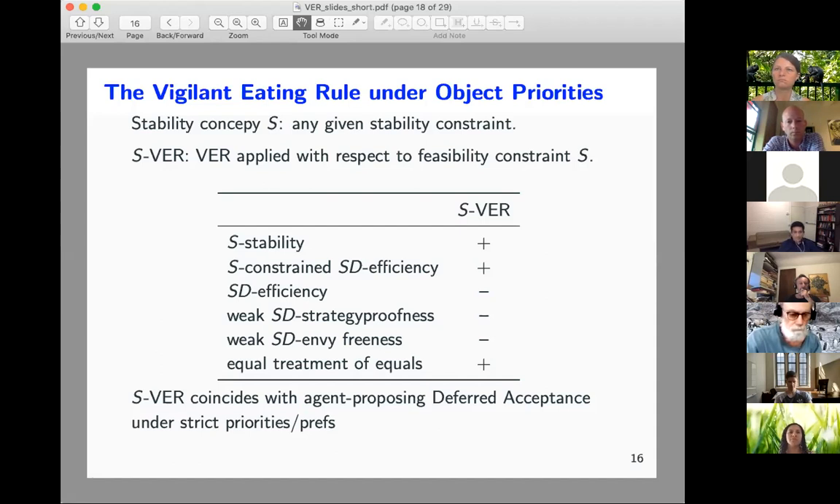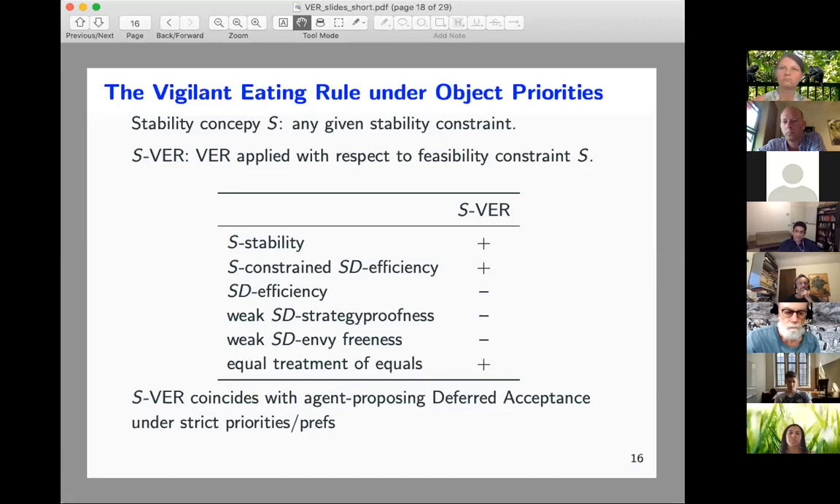On the other hand, SVER does not satisfy SD efficiency in the global sense. It's not weak SD strategy proof, and it's also not satisfying this property called weak SD NV-freeness, which the original probabilistic serial mechanism does satisfy.